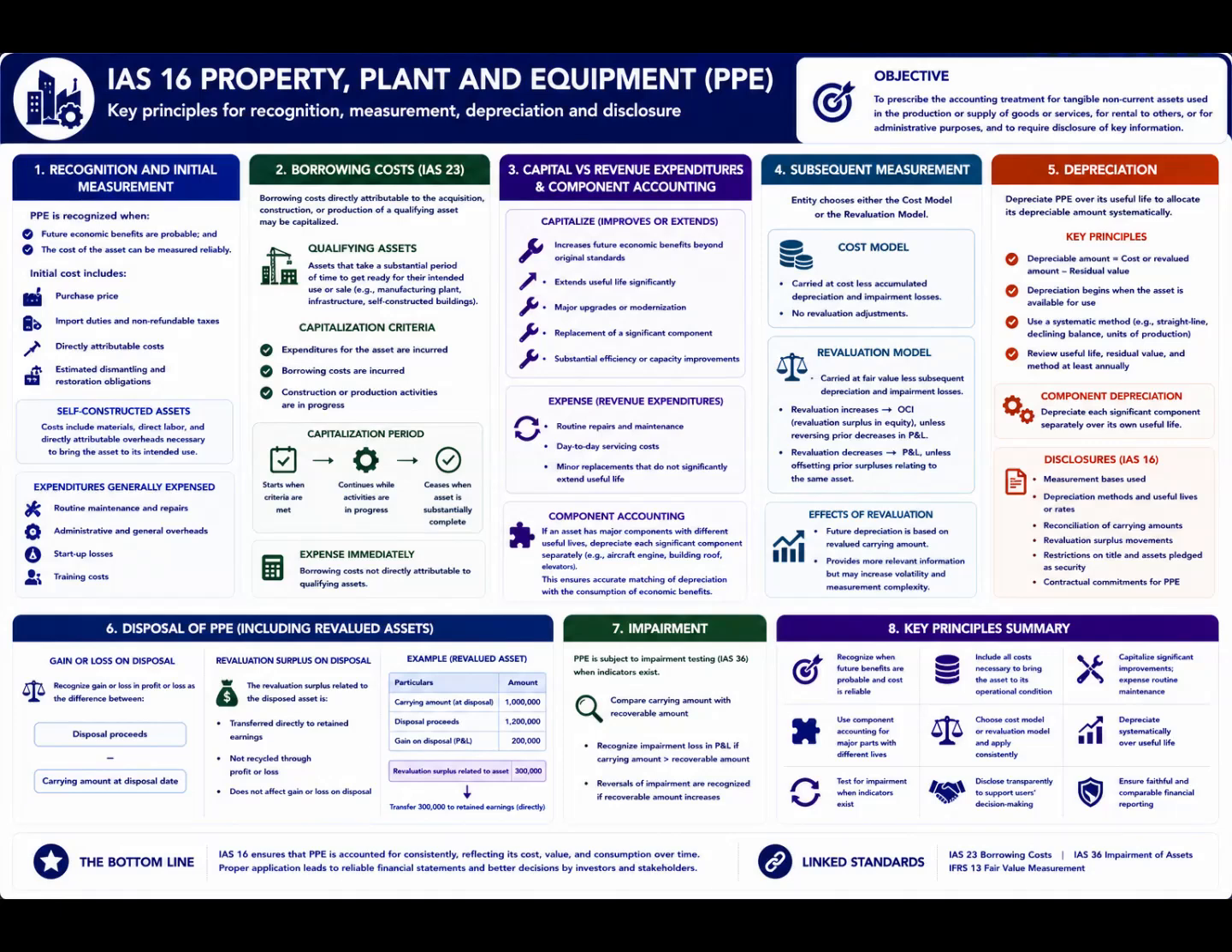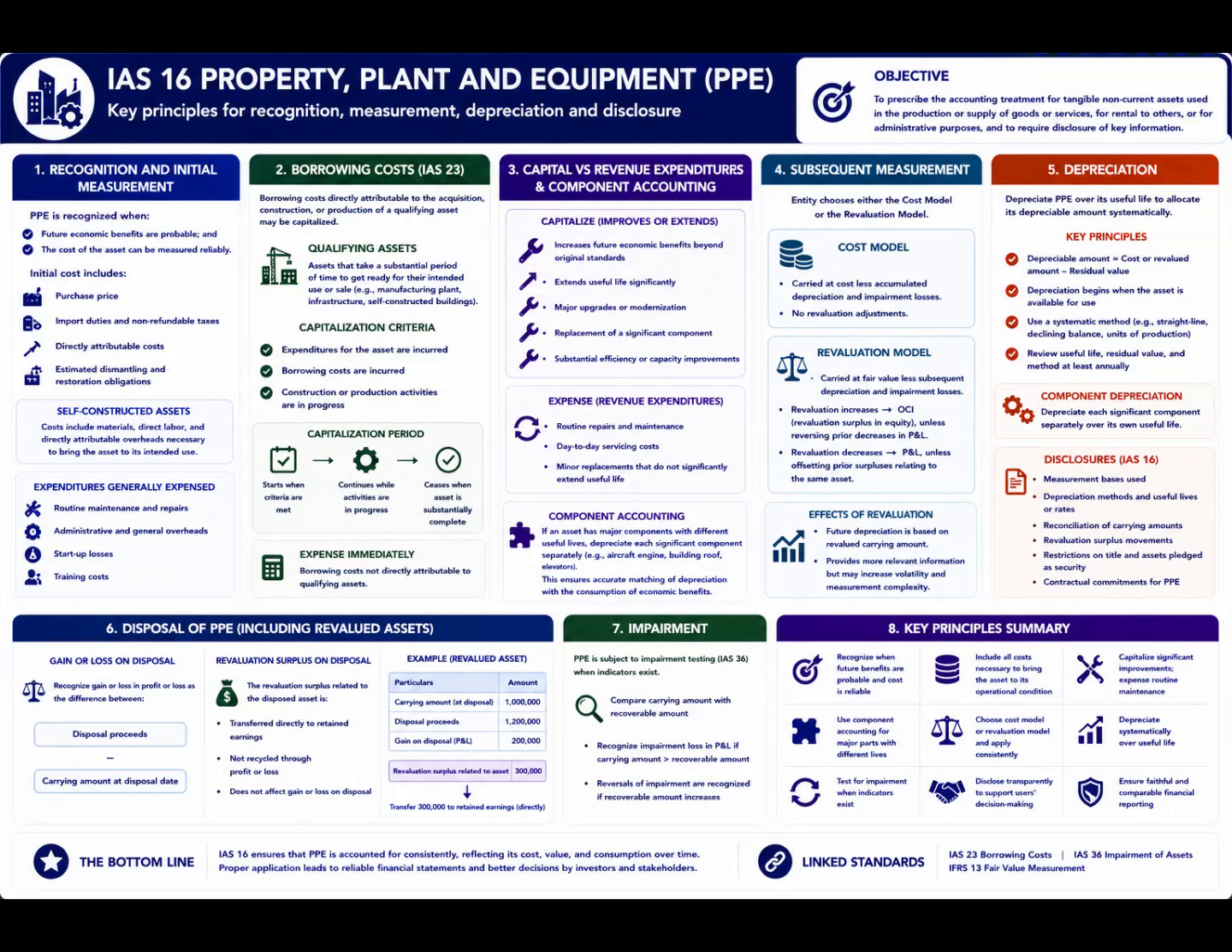IAS 16 requires entities to recognize PPE when future economic benefits are probable and the asset's cost can be measured reliably. Initial cost includes purchase price, import duties, non-refundable taxes, directly attributable costs, and dismantling obligations. For self-constructed assets, costs include materials, labor, and directly attributable overheads.